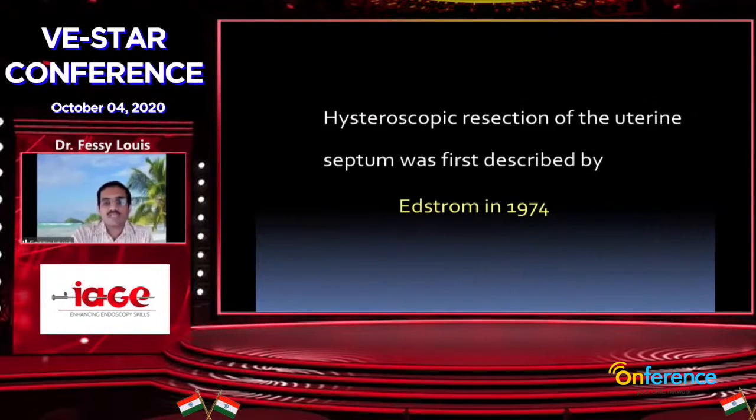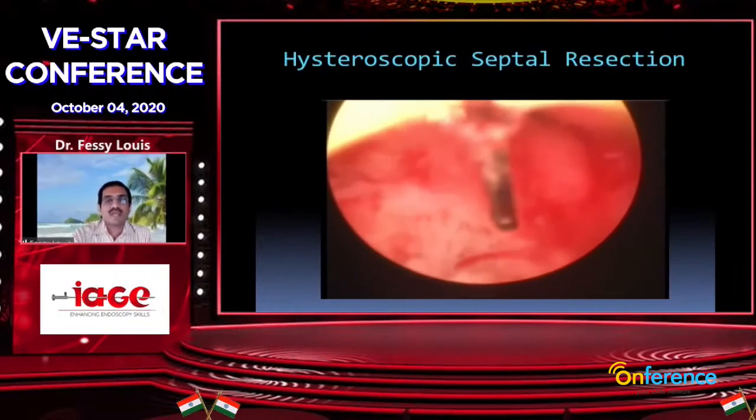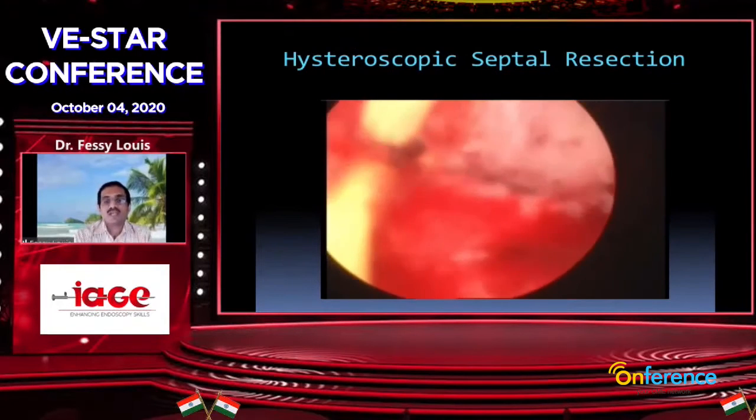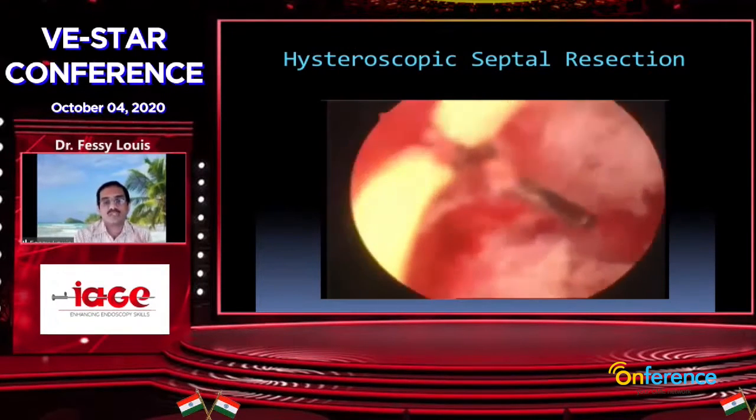And if you look at the history, hysteroscopic resection of the uterine septum was first described by Edstrom in 1974. And this is the picture of hysteroscopic septal resection using the routine Collins electrode using the resectoscope.